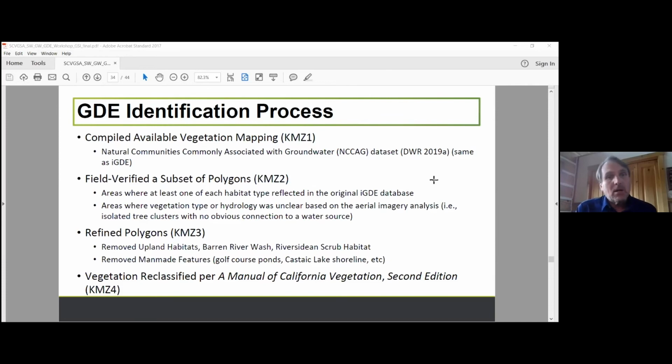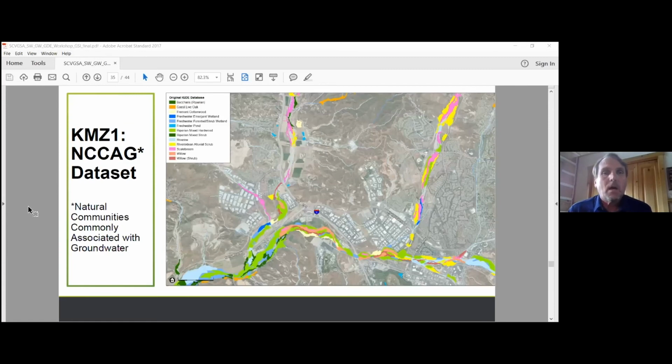Okay, so I'll go through now the pictures, next slide, that explain those 4 different KMZ files.